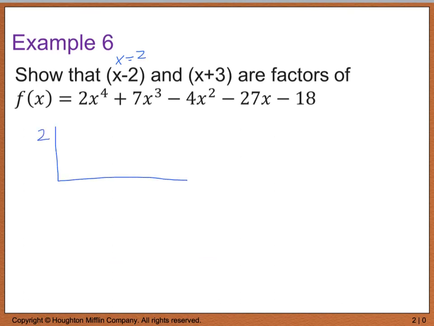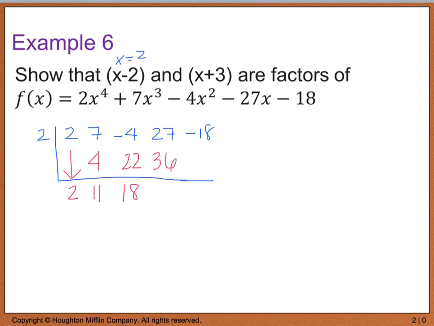So if I do synthetic division on this, I have 2, 7, negative 4, 27, and a negative 18. I'm going to pull this 2 down. So I have 2. Then I have 2 times 2 is 4. 4 plus 7 is 11. 2 times 11 is 22. 22 minus 4 is going to give me 18. 2 times 18 is 36.